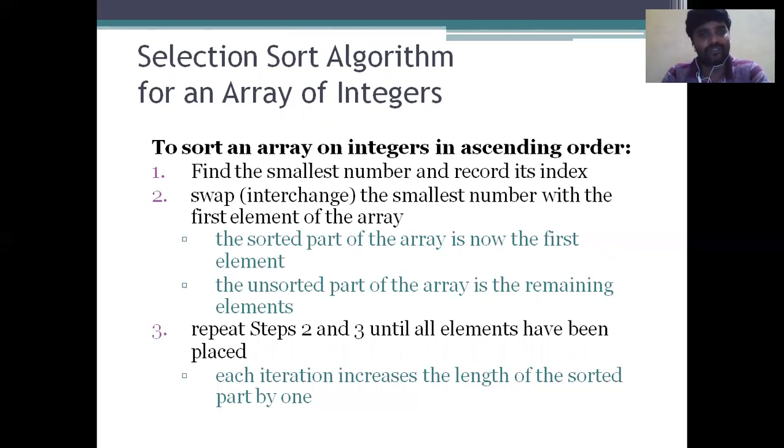The sorted part of the array is now the first element. The unsorted part of the array is the remaining elements. The third step is to repeat steps 2 and 3 until all elements have been placed. Each iteration increases the length of the sorted part by 1. So these are the three important steps of the selection sort algorithm for an array of integers.